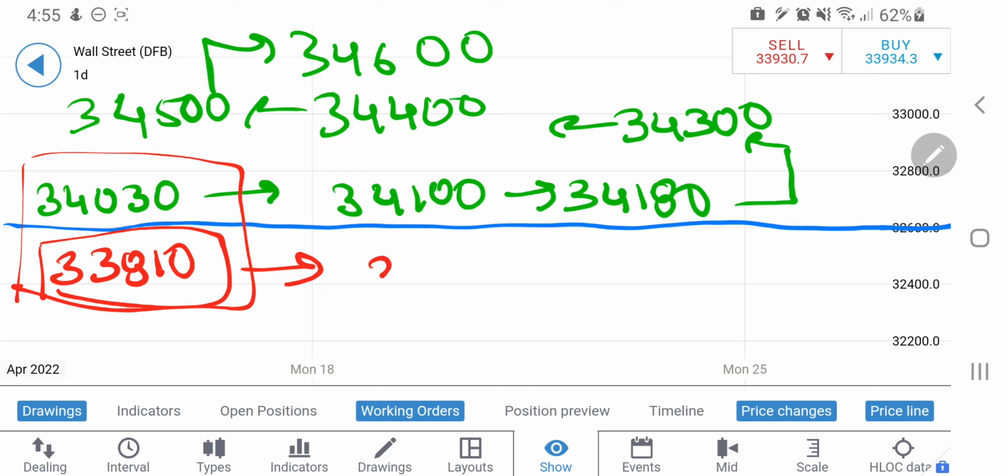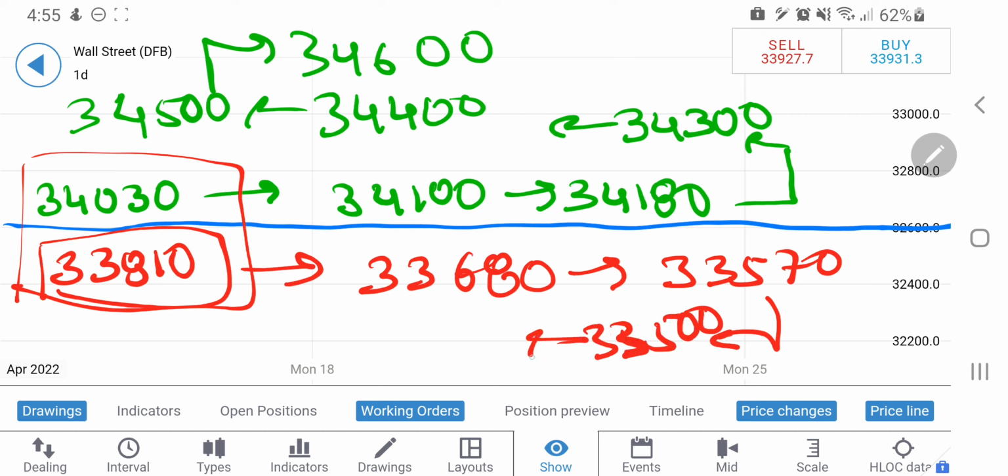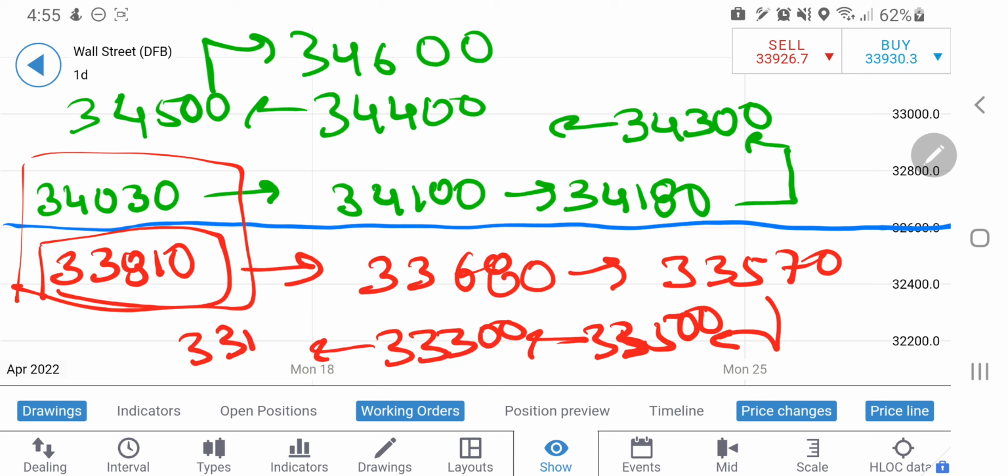Below 33,800, I will expect it to hit 33,680, 33,570 and 33,500, and below that we may see a sharper fall which will try to bring it towards 33,300, 33,100 level. These are markets, anything is possible, sky is the limit on the downside and the upside as well.